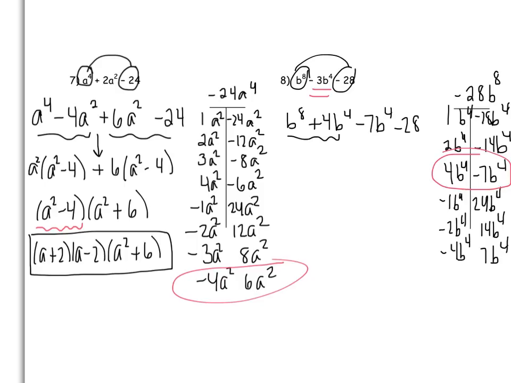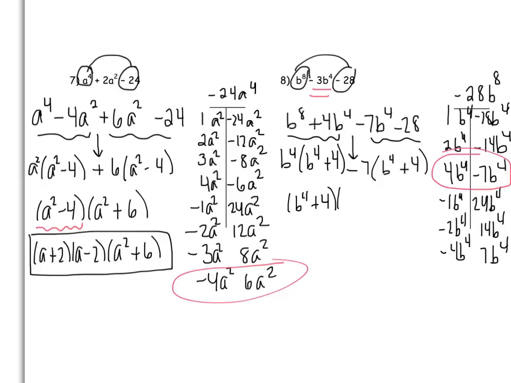Factor by grouping. Group these two, group those two, bring down the minus sign. So the GCF of these first two terms is b to the fourth, and I'm left with b to the fourth plus 4. Take out a GCF on the last two terms, which is 7. But be careful, again, you're taking out a negative 7. So you should get b to the fourth plus 4. Again, this is a plus 4 because you have a negative divided by a negative, which gives you a positive. And then you're left with b to the fourth plus 4 and b to the fourth minus 7.